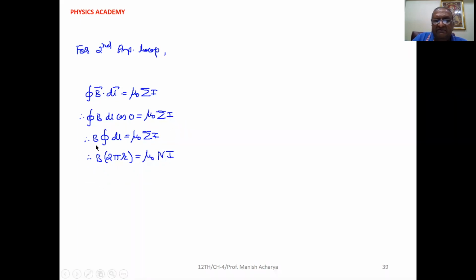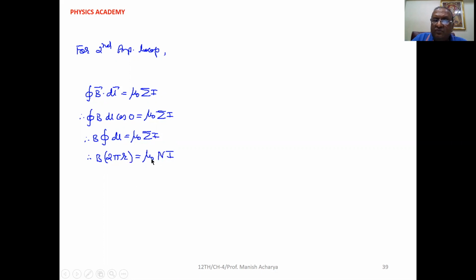Now B is the same, uniform, so it is taken outside the integration. So B integration dl equals mu 0 sigma I. Now the integration of dl has to be carried out over the circumference of the Amperian loop, so that is 2 pi r, where r is the radius of the Amperian loop. So we can write B into 2 pi r equals mu 0 sigma I. Through each turn the current flowing is I, and the total number of turns is capital N. So sigma I is NI.